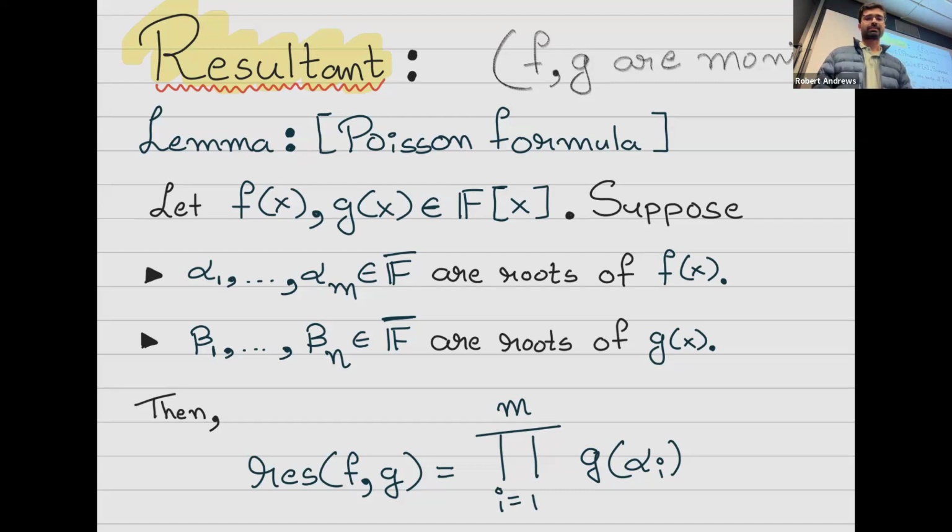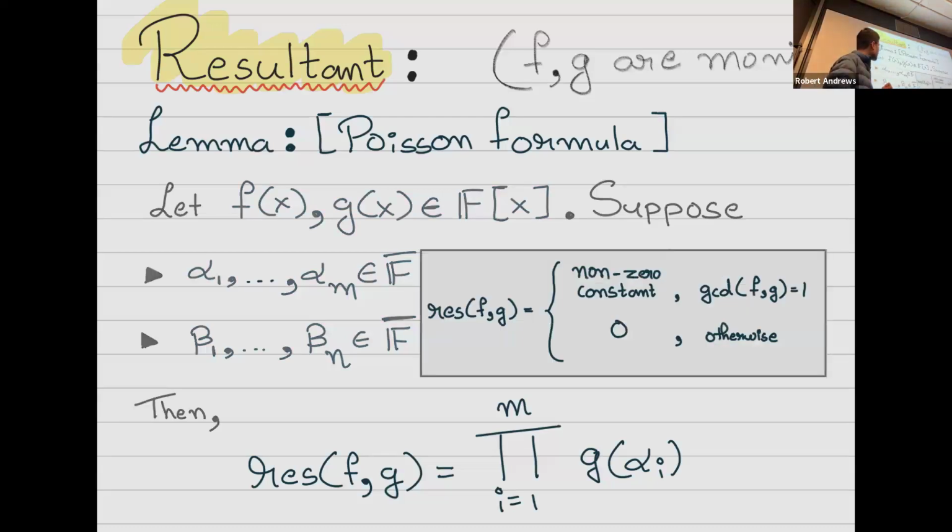And this formula is nice because in this formula you can see the resultant is actually an indicator function sort of thing. So if f and g did share a common factor, then it's clear that the resultant of f and g will be 0 because one of those g of alpha will be 0. And if they don't share a common factor, then all of g of alpha will be non-zero, so the product will be non-zero. So it's sort of nice to think about.